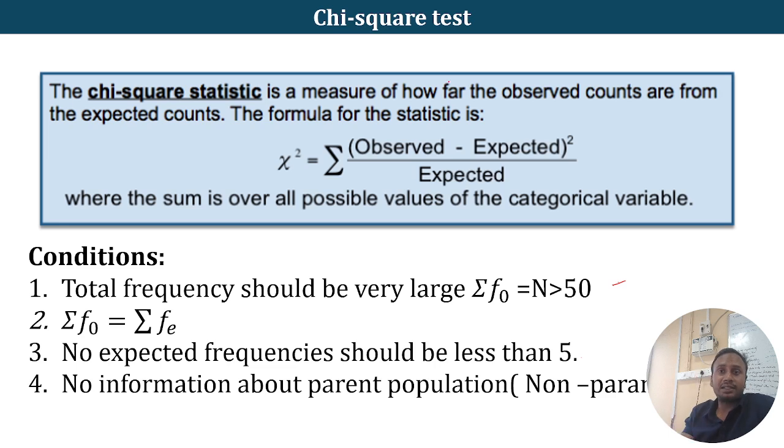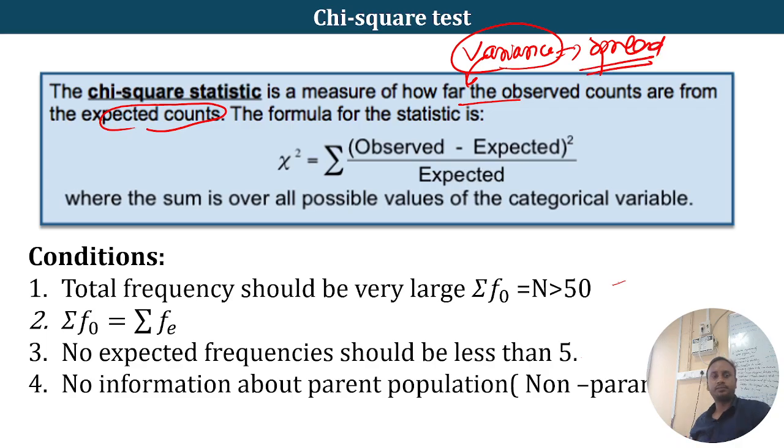The chi-square test is a measure of how far the observed counts are from the expected counts. It means it is giving the variance, the spread. And the formula for the chi-square statistic: for the t-test we had x minus mu upon sigma upon root n, but here chi-square equals the sum of observed minus expected, squared, divided by expected.